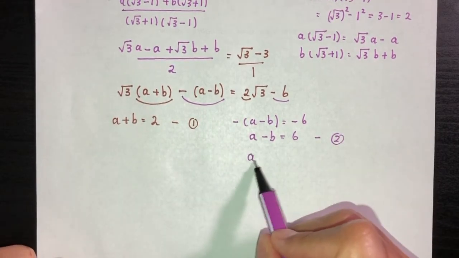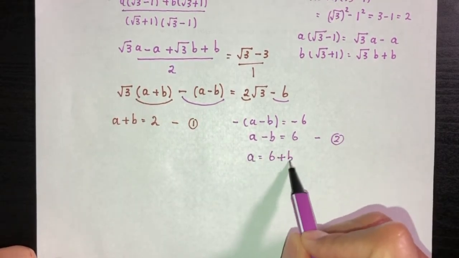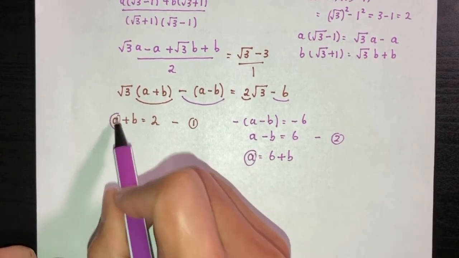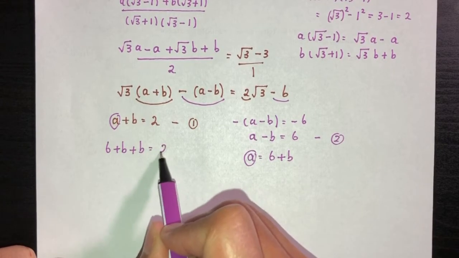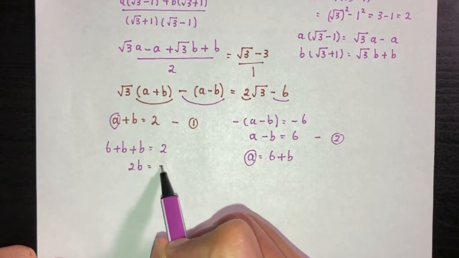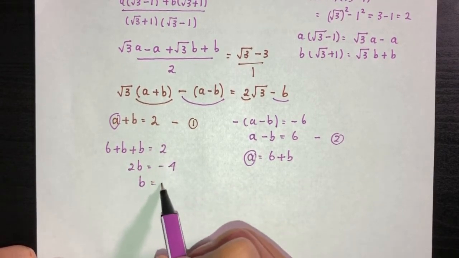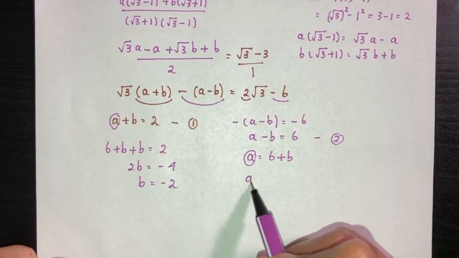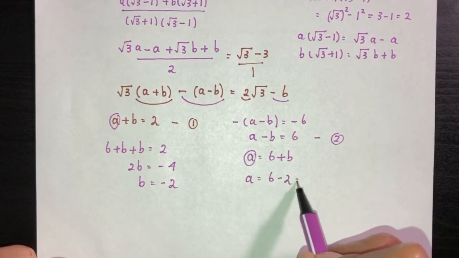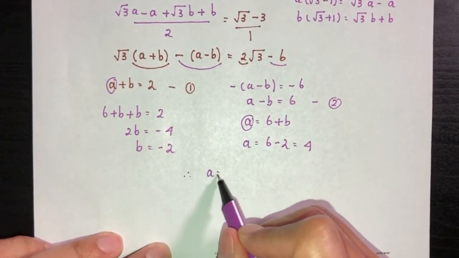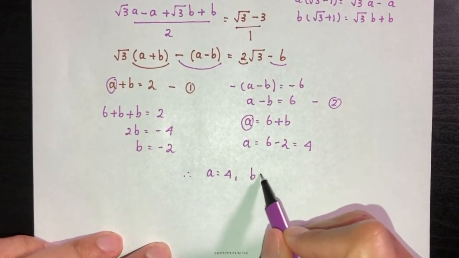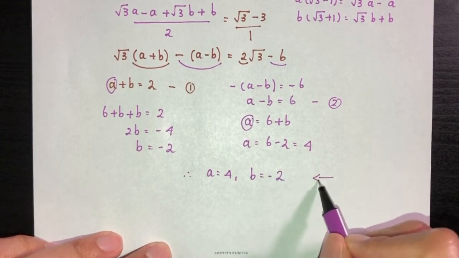So a is equal to 6 plus b. Replace a in this one, you will have 6 plus b plus b equal to 2. So 2b is equal to minus 4, b is equal to minus 2. A will be 6 minus 2, that will be 4. Now your answer: a is equal to 4 and b is equal to minus 2.